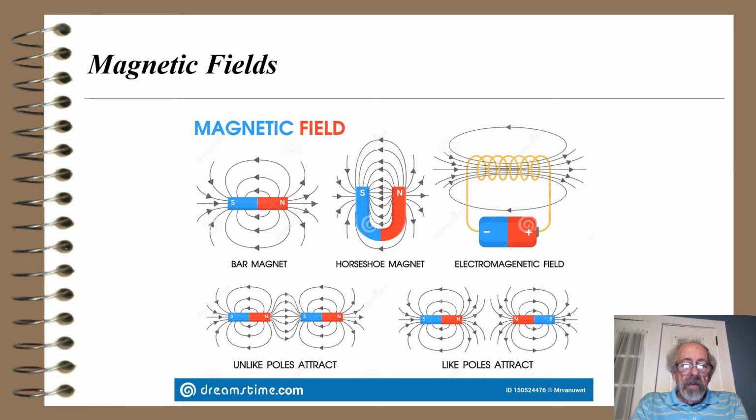Down below, you notice unlike poles attract. The North and the South attract one another. Let me start again. It should say unlike poles attract on the bottom left, which it does. There's a North and a South pole. And then on the right-hand side, it shows two North poles. It should say like poles repel.